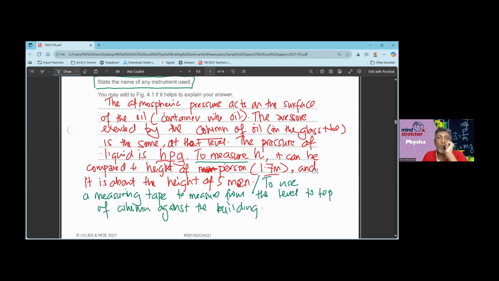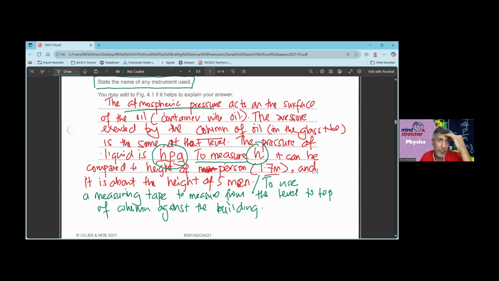What is more important is you need to know that the atmospheric pressure acts on the surface of the oil and the pressure of the column of oil just above. The height of the column of oil gives you the pressure, which is the same. The pressure of a liquid is given by H rho G, so you're just trying to measure the H. You can suggest two ways to measure H, but you don't need to write both as long as you write one. This is not a very typical thing. They wanted you to compare against the height of the man, so that's the part which is a little tricky.